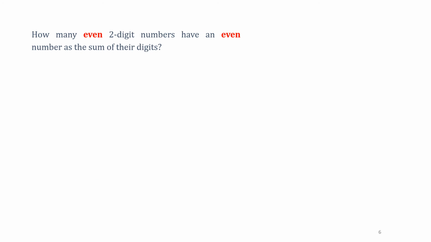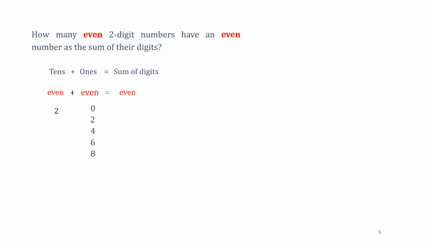How many even two-digit numbers have an even number as the sum of the digits? The sum is even. The number is even, that means the ones are even. What plus even is even? The tens must be even as well.